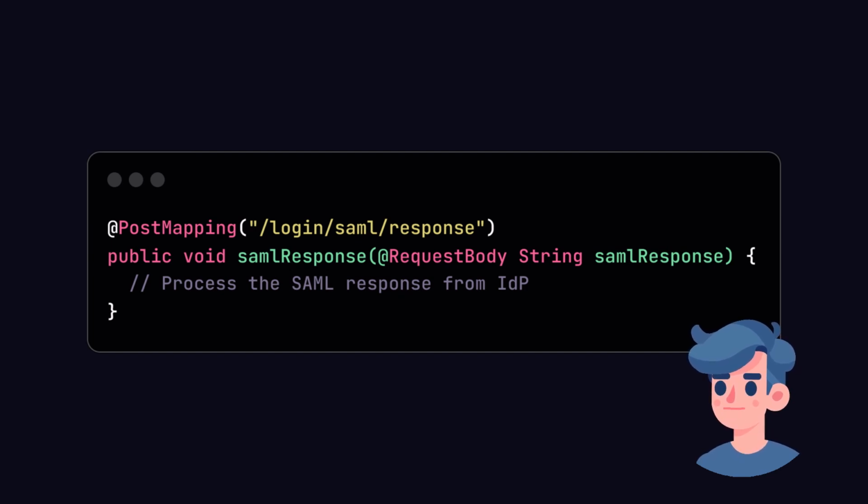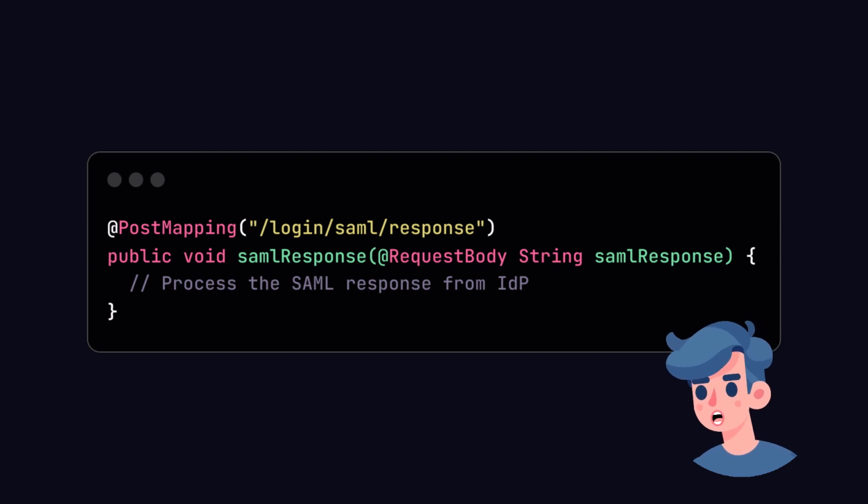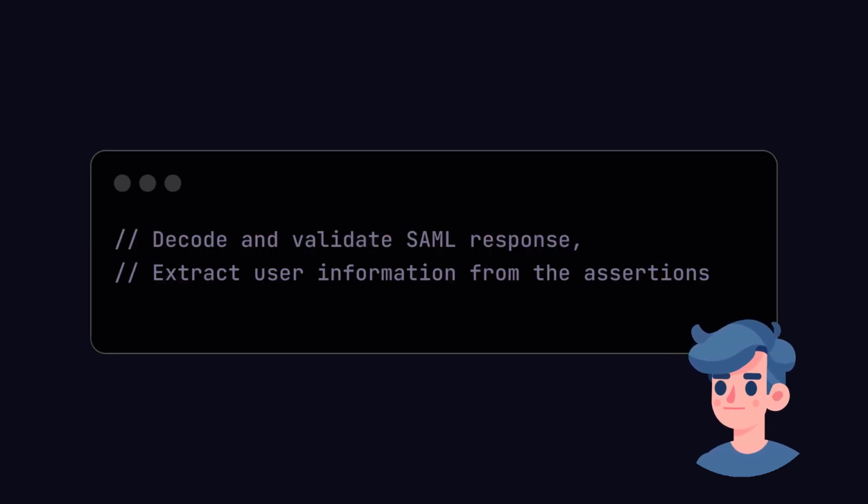You need to define an endpoint that will accept this response. Let's create another method in our controller to handle this. In this SAML response method, you would typically decode the SAML response and validate the assertions. You might leverage the capabilities provided by the Spring Security SAML library to assist with this.